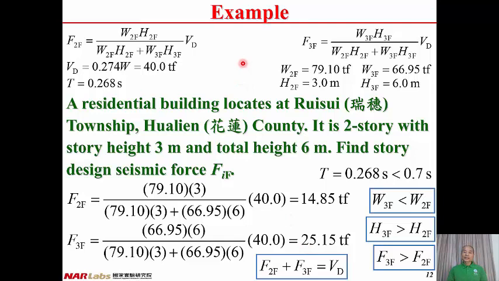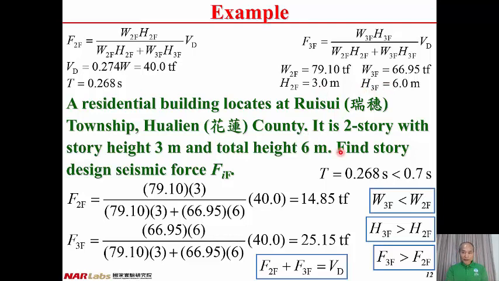And then back to the example, and here's the information from our previous lectures. Vd equals 40 ton, and the structural vibration period equals 0.268 seconds. The weight of the second floor equals 79.10 ton force. The weight of the roof equals 66.95 ton force. The elevation of the second floor equals 3.0 meter, and the elevation of the roof equals 6.0 meter.